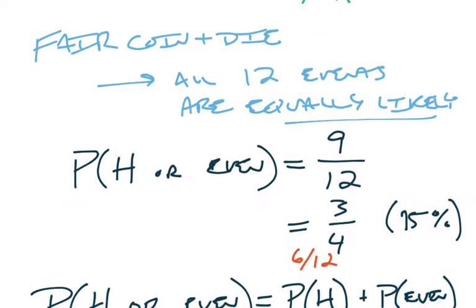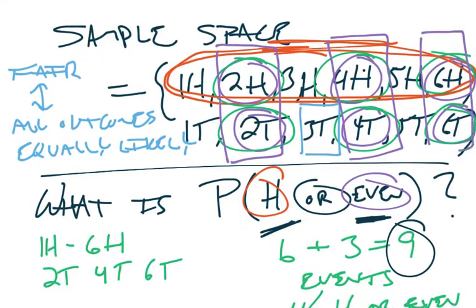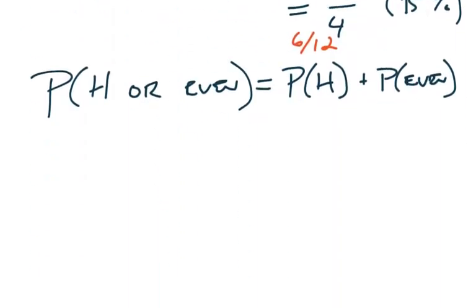Probability of rolling an even number on the die. Well, I'll draw boxes here. That would be right there, 2s, 4s, 6s. Right? Regardless of the outcome on the coin, it has to be a 2, a 4, or a 6 to be even. And there are 1, 2, 3, 4, 5, 6 ways that that can happen. 6 events in our sample space. So this would also be 6 out of 12. So, just adding them together, right?